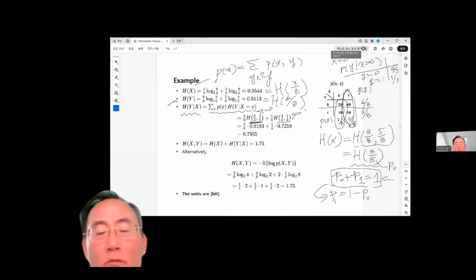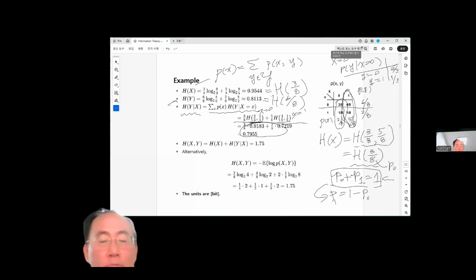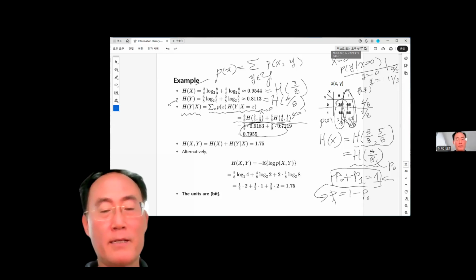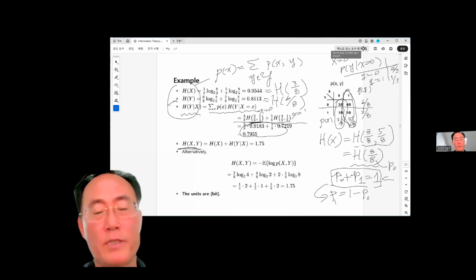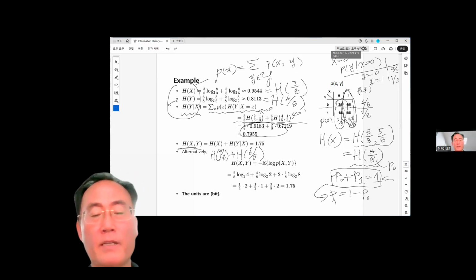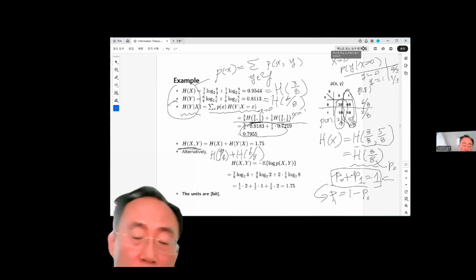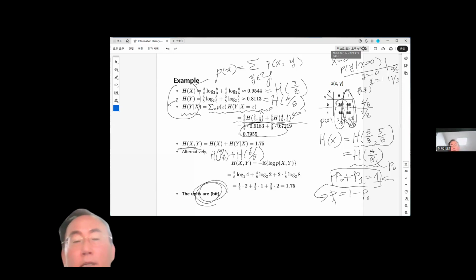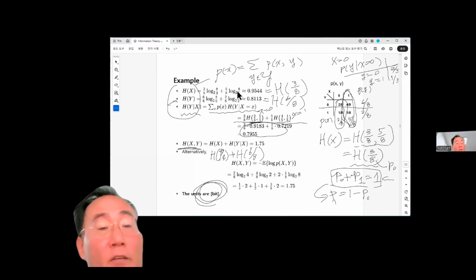Once you got here, the rest of it is calculator time. And once you got these three, you can calculate the joint entropy: H(X) plus, which is 3/8, plus H(6/8). That is your answer, and the unit is bits. The rest of it is calculator time.